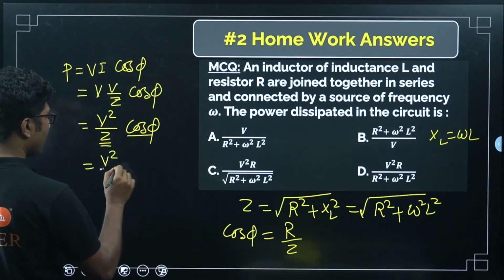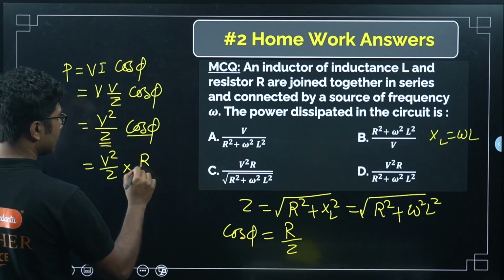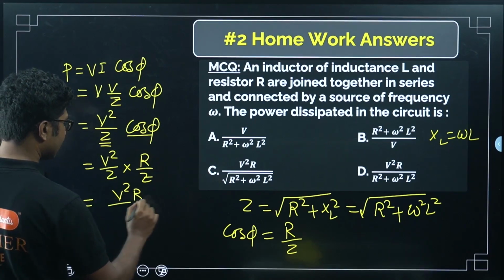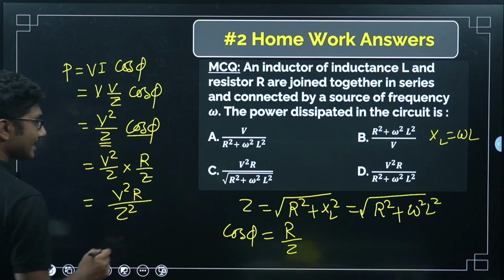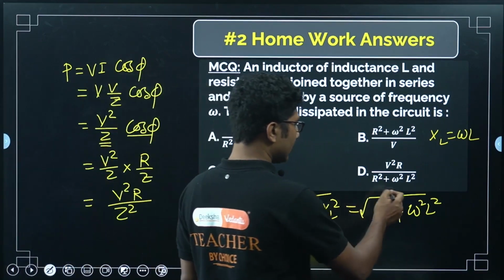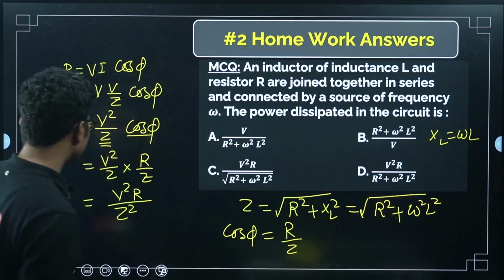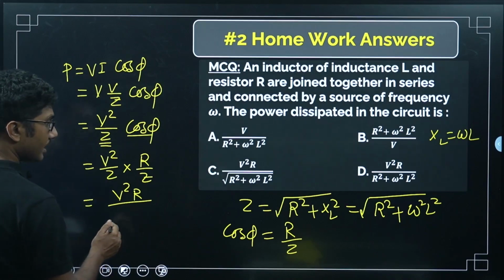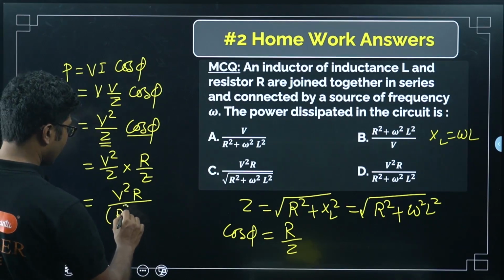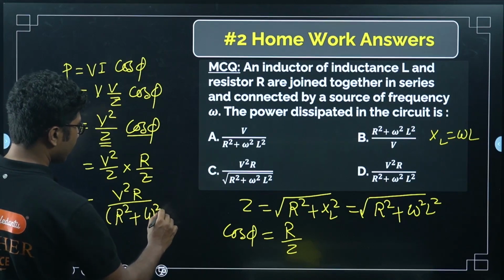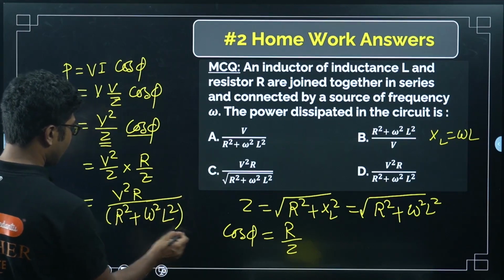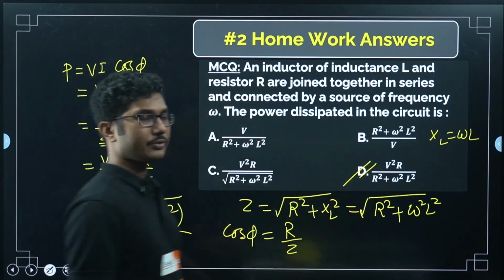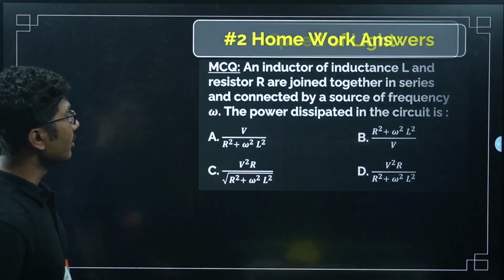V square by Z times R by Z, or V square R by Z square. So what is Z square? Z square should be the same thing without the square root, right? So let me write that. It will be R square plus omega square L square, right? So this is the answer: V square R by R square plus omega square L square. Now let's move on.